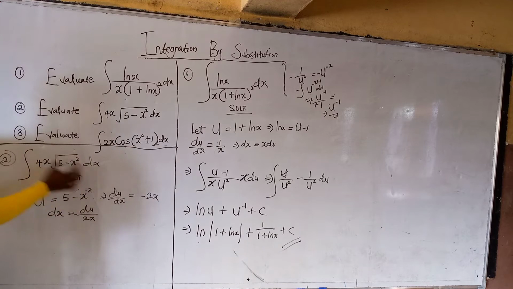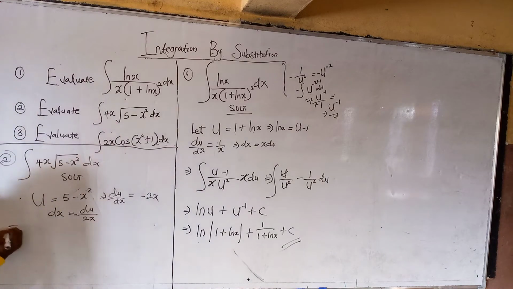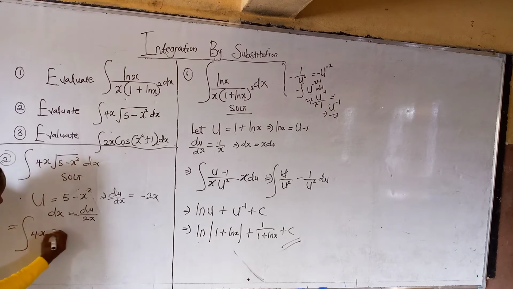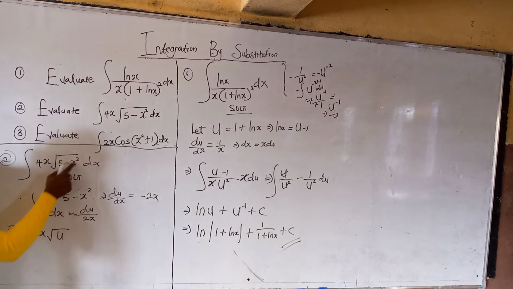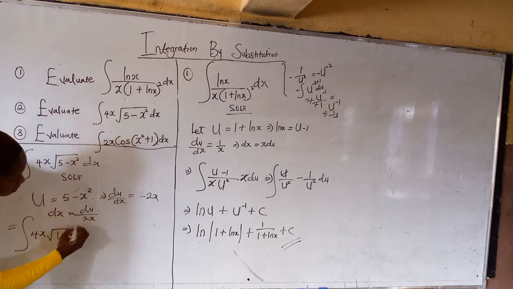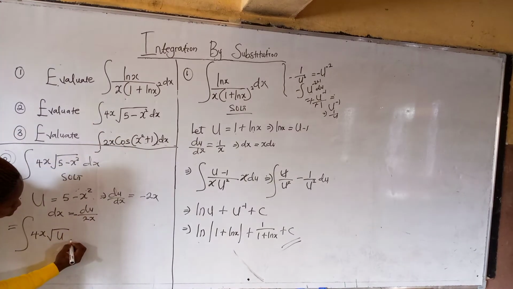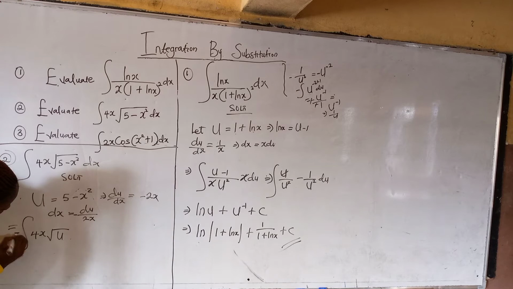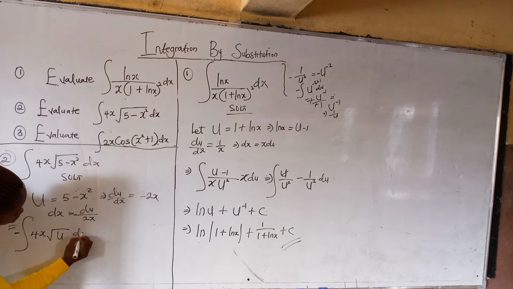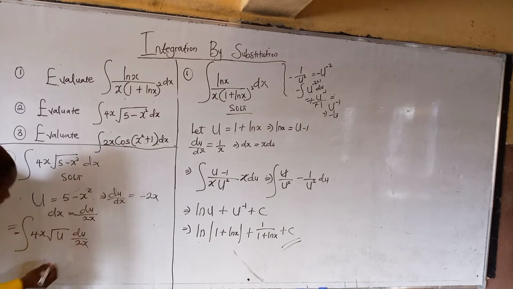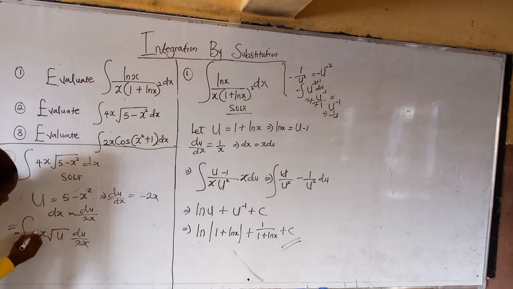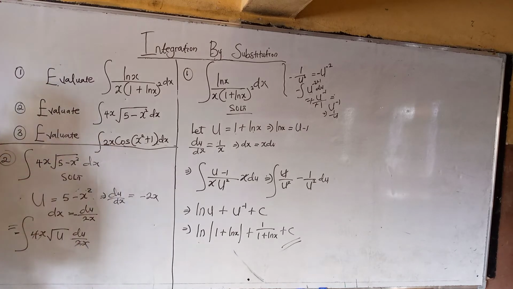So I'm going to substitute all of that into this function so that I can integrate. So I have 4x square root of u. Remember the whole of this is u. What is my dx? Du over minus 2x. I'll bring the minus outside. X will cancel this, 2 will cancel, and this will be 2.